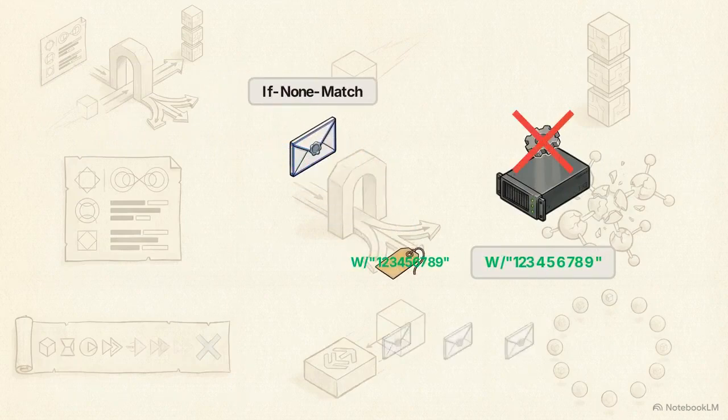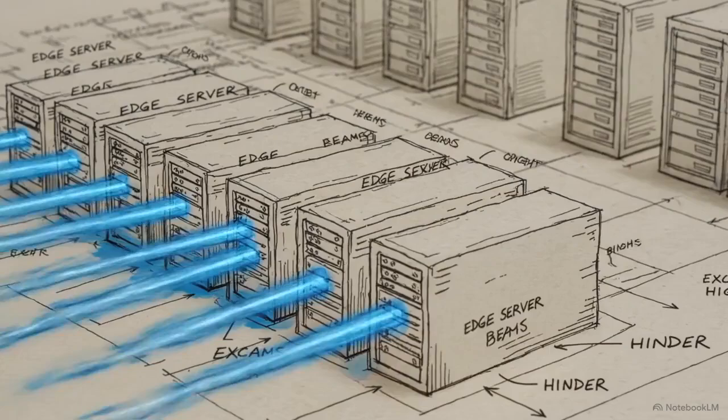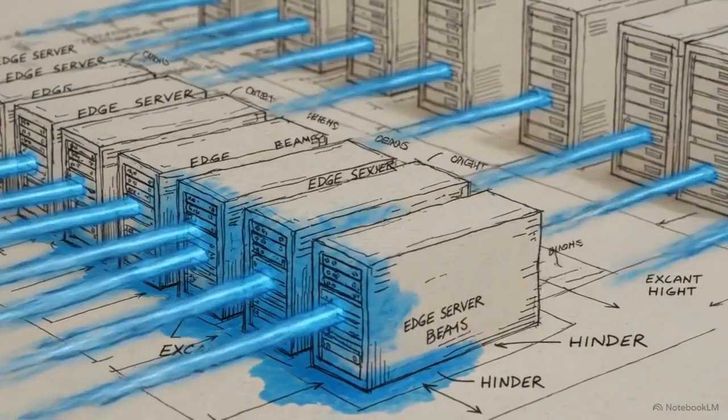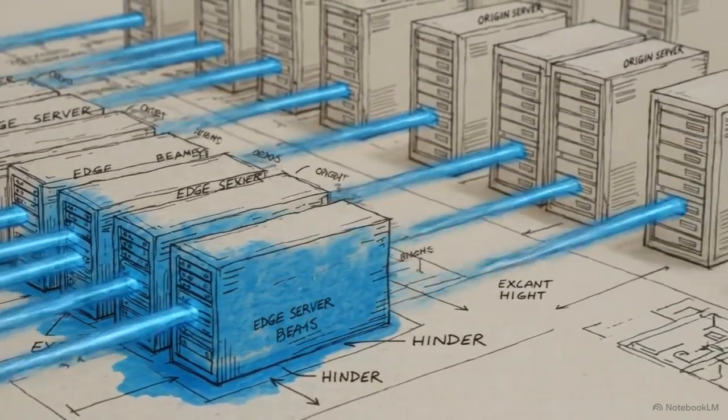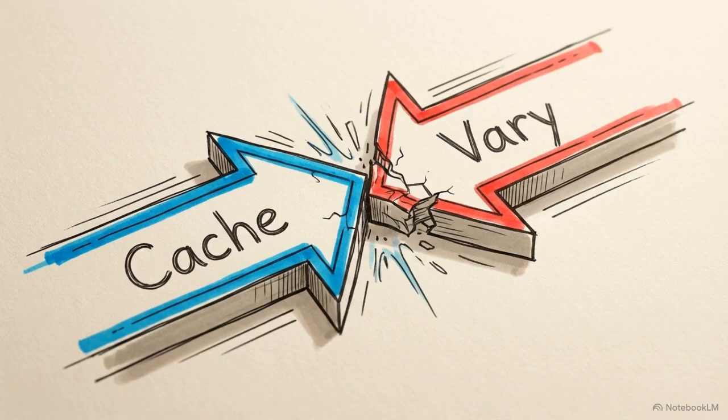When a client sends an if-none match header containing that E-tag, the origin server verifies it. If the resource hasn't changed, the origin immediately stops processing and prevents the transmission of duplicate data. Pushing aggressive caching rules to the edge minimizes the origin compute load and guarantees maximum high-throughput performance for downstream API clients.